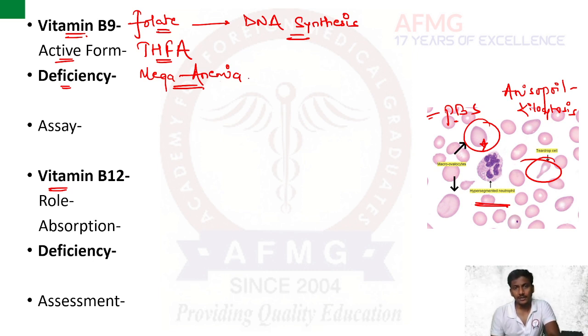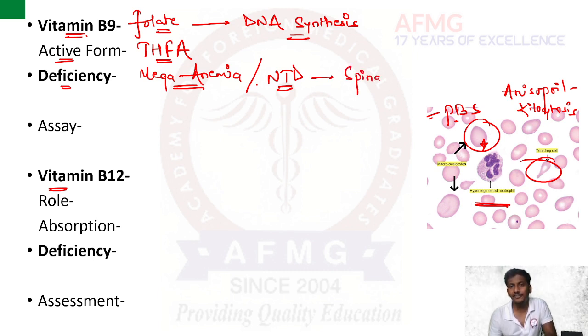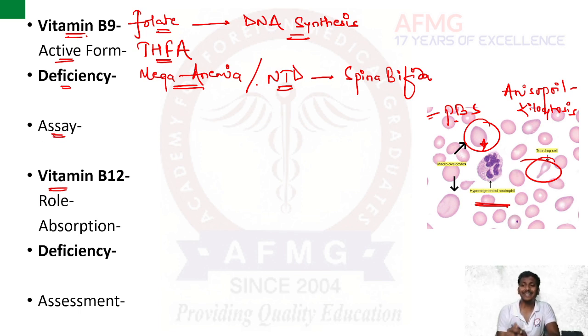Apart from that, if I talk about vitamin B9 deficiency, please remember, it can also lead to neural tube defects. If there is folic acid deficiency in pregnancy, that can cause neural tube defects in the fetus, and that can manifest as either spina bifida or anencephaly in the fetus. So please remember this.